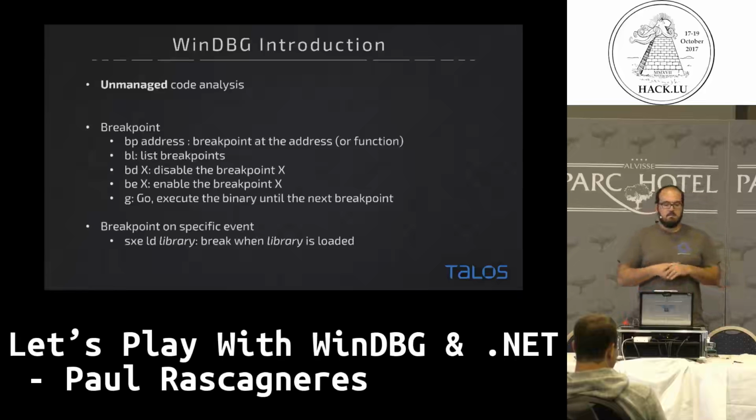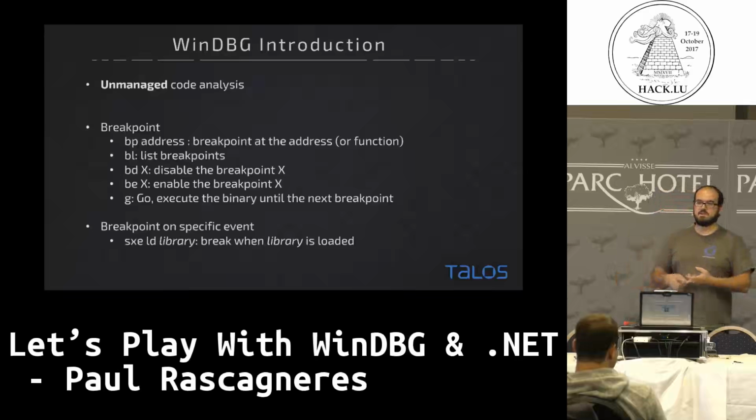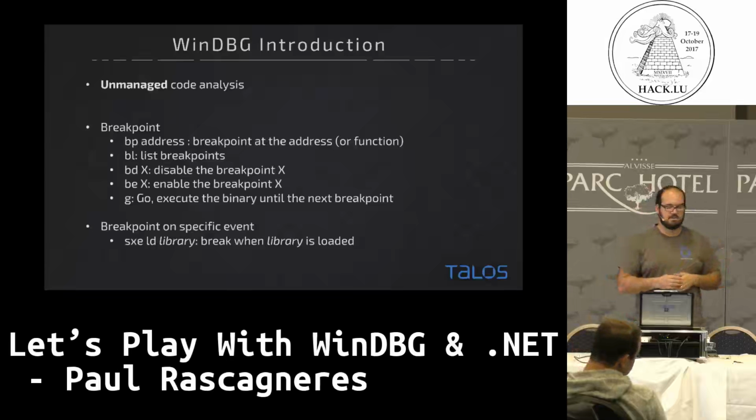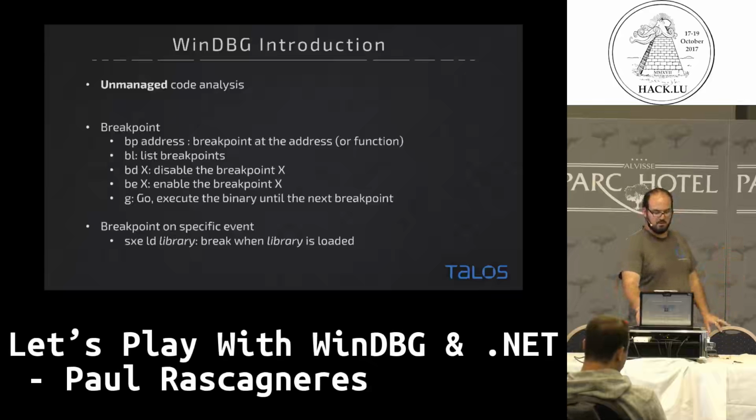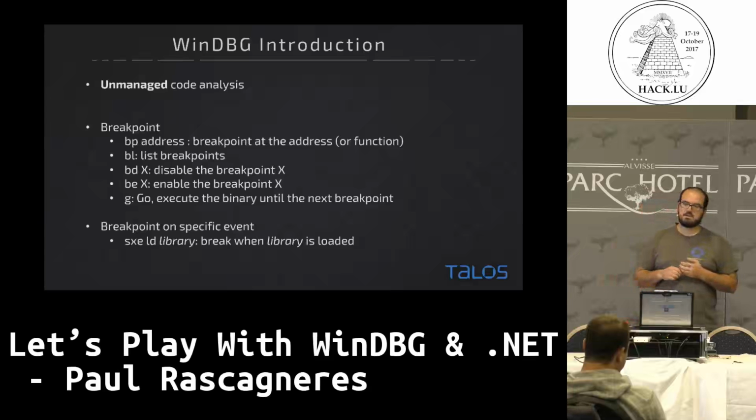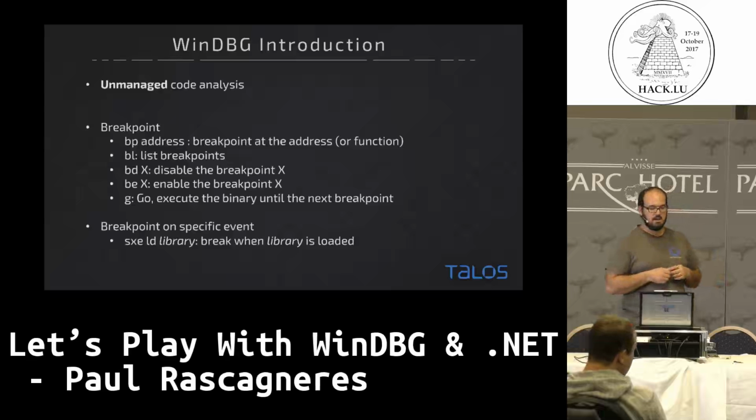I will use sometimes B for breakpoint. Same thing, everything starts with B. You've got BP for breakpoint, BL to list breakpoints, BD to disable, BE to enable, etc. So the syntax is more or less always the same. B followed by what you want to do with the breakpoint. Something a little bit specific is that on WinDBG you can breakpoint on an event. So the last line, the A6E, is a breakpoint when the library, in my case, will be loaded.